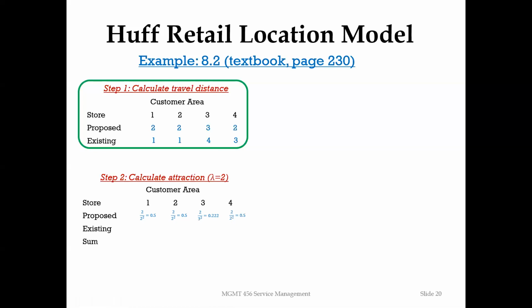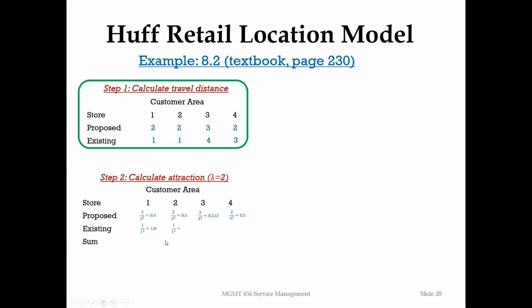So now let's apply the same procedure. We want to calculate attraction for the existing store. So remember, for the existing store, the store size is not 2, it's 1. So look at how attractive the existing store is to those who live in customer area 1. So the numerator will be 1 because store size is 1 for the existing store. Travel distance is 1.